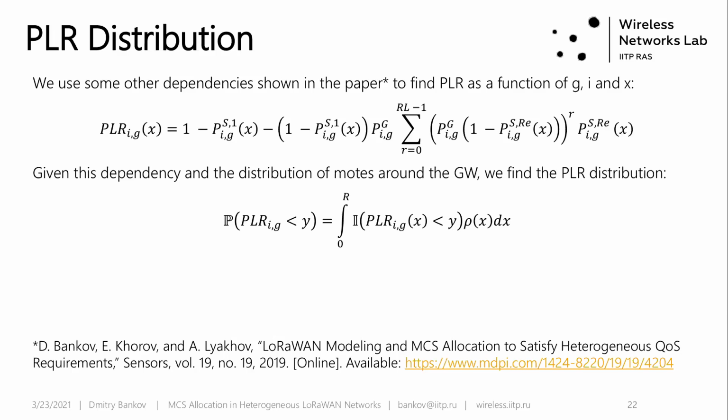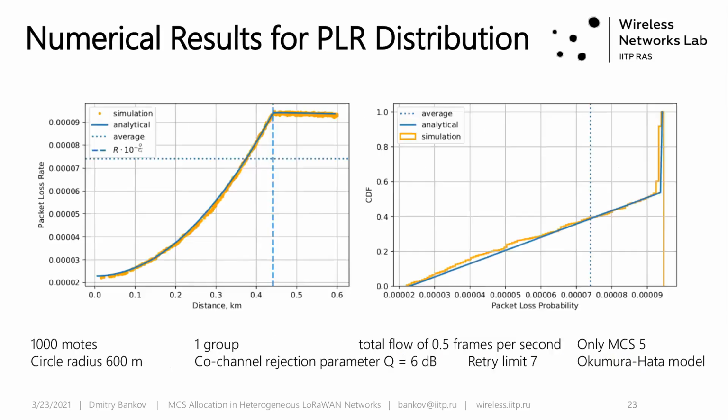So let me show you some numerical results related with PLR distribution in the network. As you can see here, in this scenario, we consider one group of devices. There are 1,000 nodes in this group, and they generate 0.5 frames per second. And for simplicity, we assume that they use only MCS 5, which is the fastest MCS.